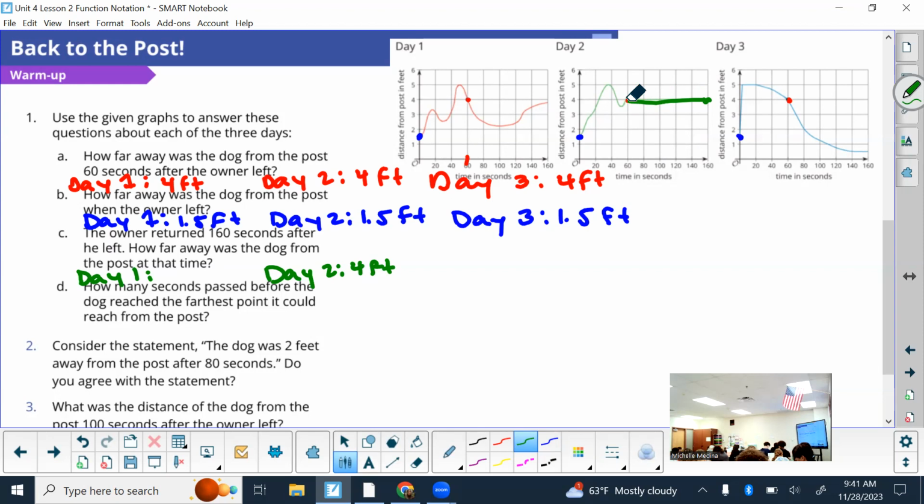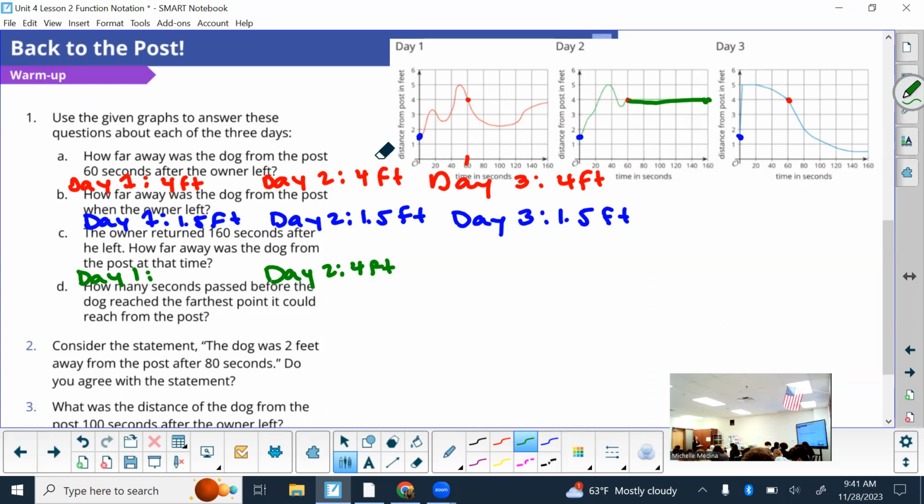So what does that tell you about the dog? What was the dog doing at that time? Nothing. Was he moving around? He was not. Probably sitting, laying down. He was not walking around like he was almost the entire time in day 1. Or it looks like in day 3, when the owner returned, this downhill slope, was the dog getting closer or farther from the post in day 3?